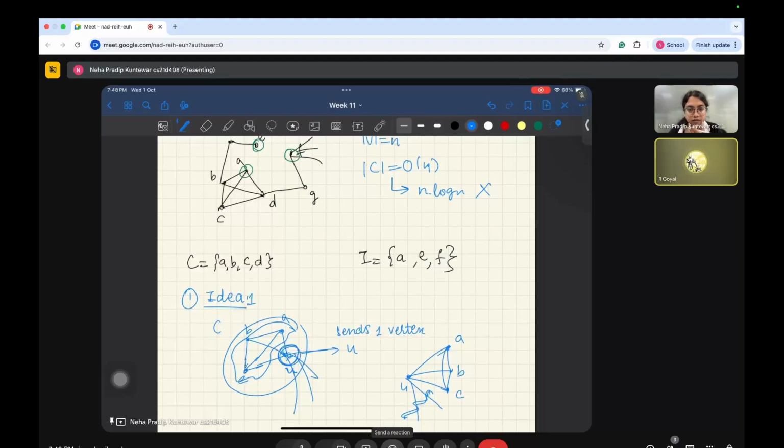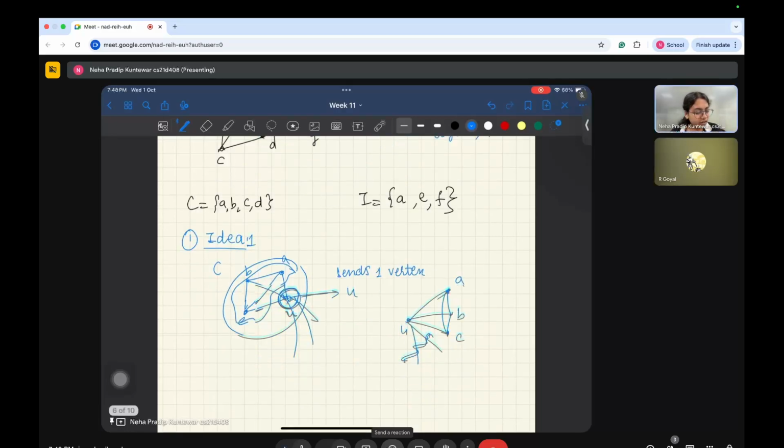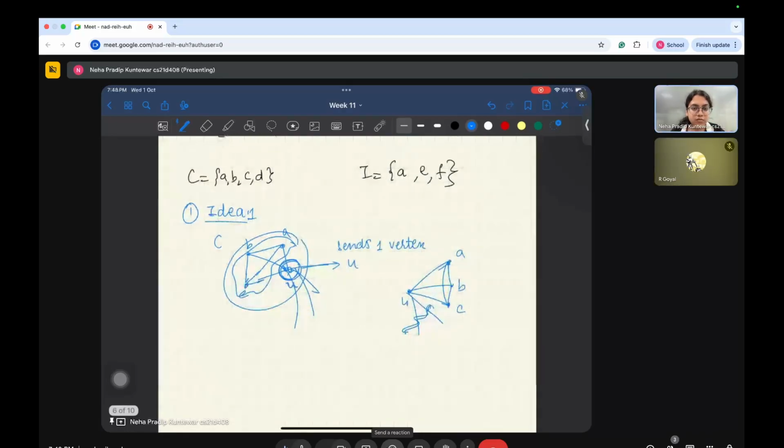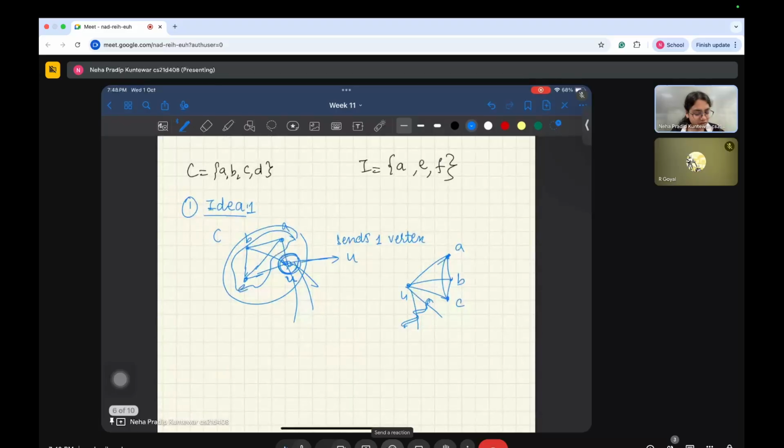What Bob will come to know is only that it is a part of a clique, and these are the potential vertices which could be involved in the clique, but he will never come to know which vertices are actually included in it. Exactly. So what Bob knows is something extra. If C is the clique, Bob definitely knows that C is contained in the neighborhood of U.